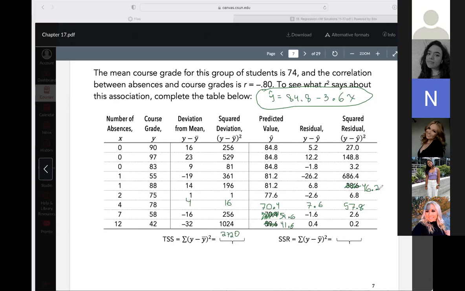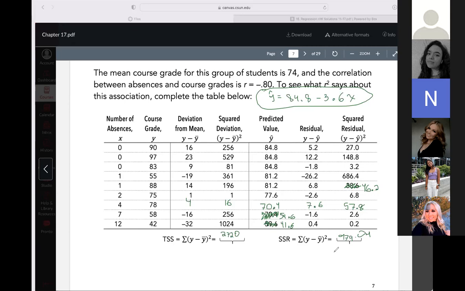5.2 squared plus 12.2 squared plus 1.8 squared plus 26.2 squared plus 6.8 squared plus 2.6 squared plus 7.6 squared plus 1.6 squared plus 0.4 squared gives me 979.04.